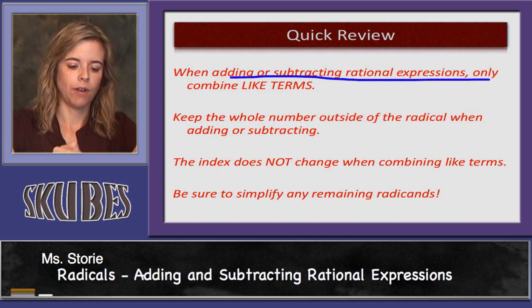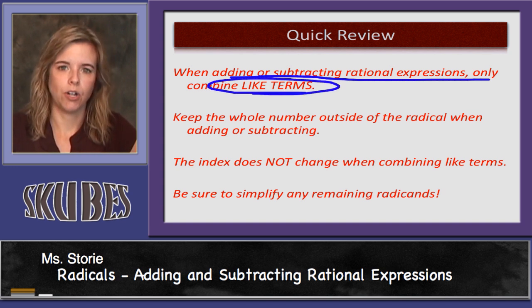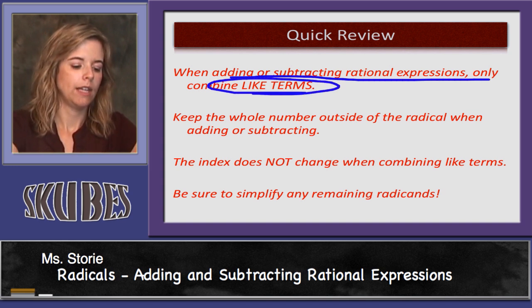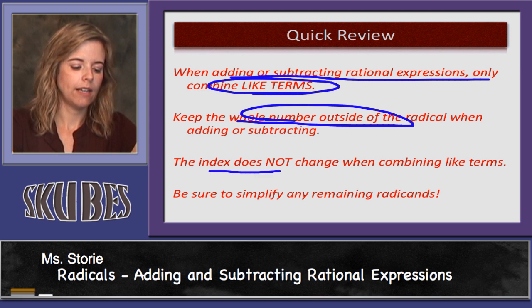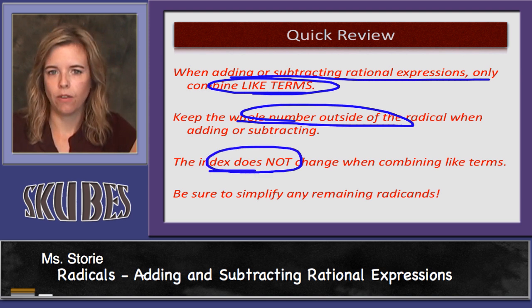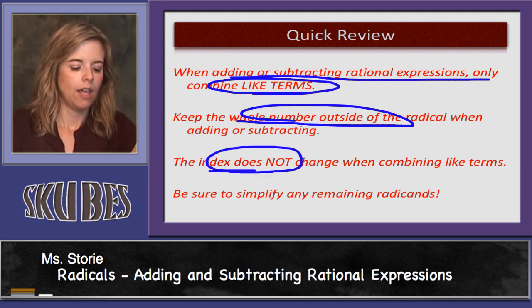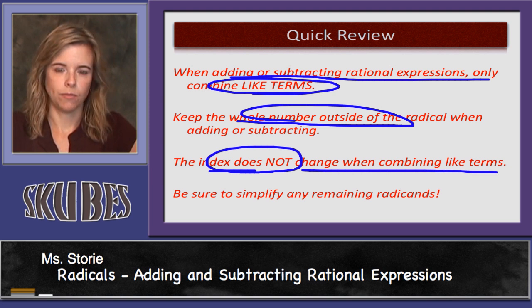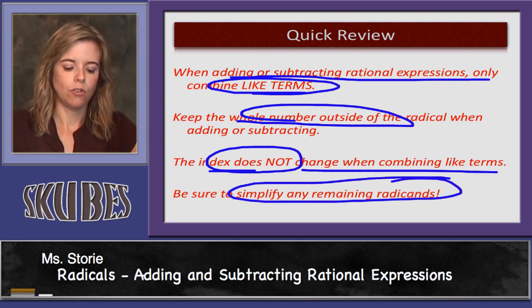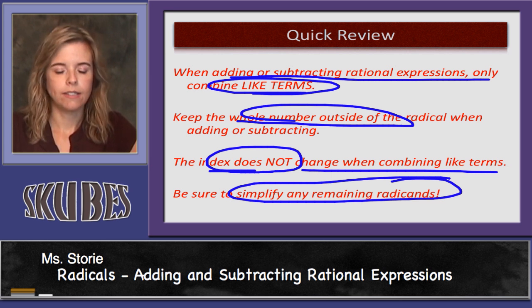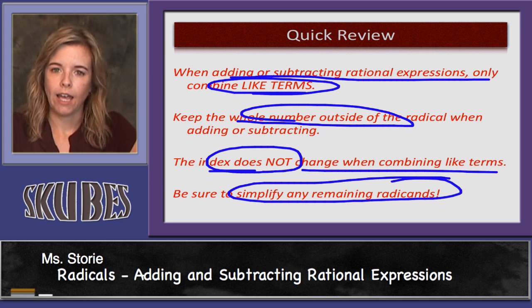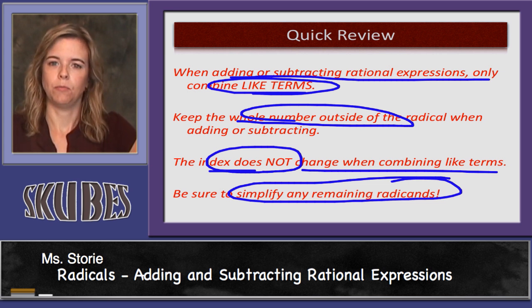So when we're adding or subtracting radical expressions, only combine like terms. They have to look exactly the same. Keep the whole number outside of the radical when you're adding or subtracting. We never moved any whole numbers back under the radical. The index does not change. We kept to the 4th, to the 2nd, to the 3rd, whatever it is. The index doesn't change when you combine like terms. And be sure to simplify any of those radicands, which is what we had to do to figure out if we had like terms or not. Plus, if we did have like terms and actually were able to add or subtract, at the very end you have to make sure that everything is fully simplified.